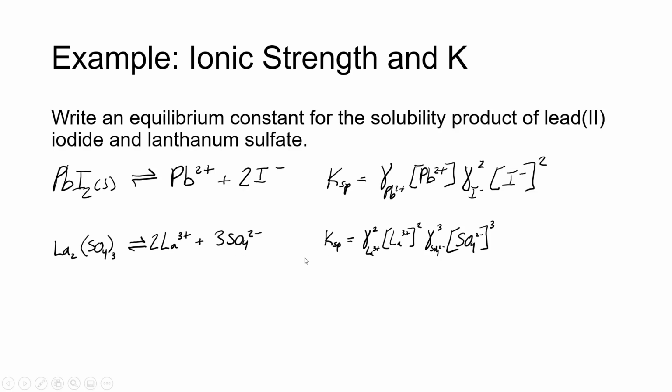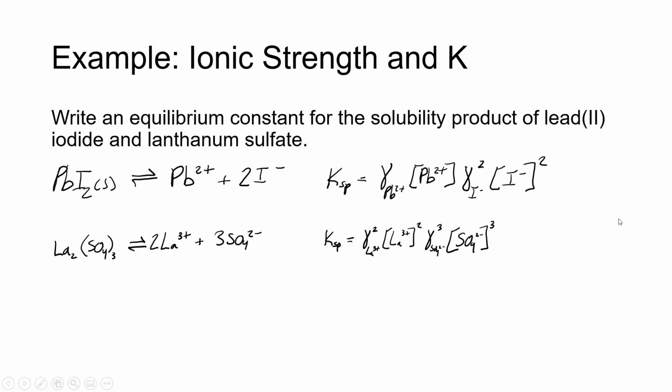The KSP we would have traditionally written as the lanthanum concentration squared times the sulfate concentration cubed, but now considering ionic strength effects, we replace those concentration terms with activities, and keeping in mind that the activity is the activity coefficient times the concentration, this leads us to a KSP when we need to consider ionic strength effects of the activity coefficient for lanthanum squared times the concentration of the lanthanum ion squared times the activity coefficient for sulfate cubed times the concentration of sulfate cubed.